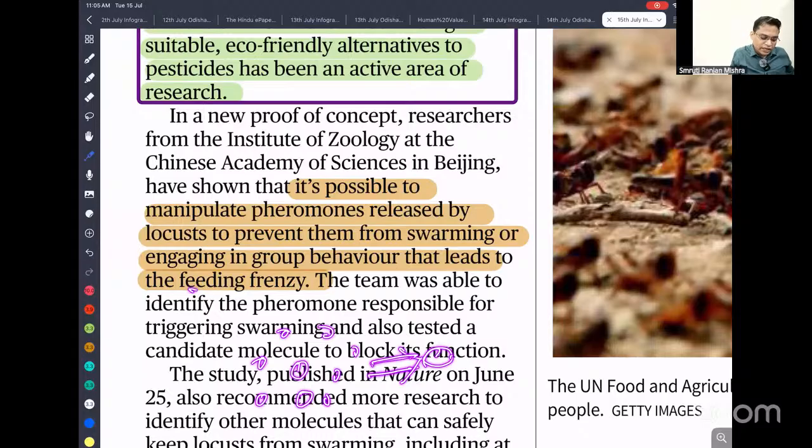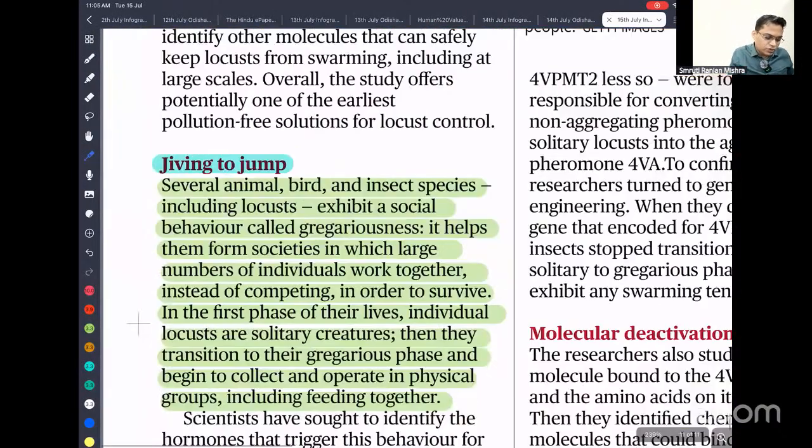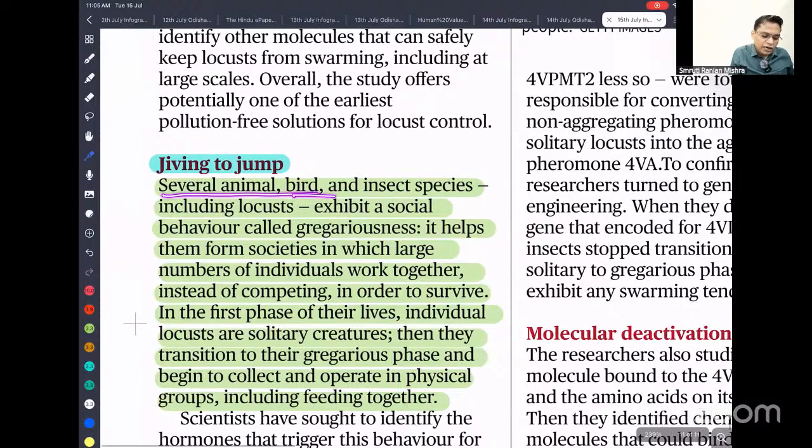So they eat, that promotes their feeding frenzy. They eat a huge amount of crop in a short span of time. So that is what is called group behavior. Several animals, you can see birds, insects, including locusts, exhibit social behavior; that is what is called gregariousness. So it helps them form a society, with the help of a large number of individuals working together instead of competing.